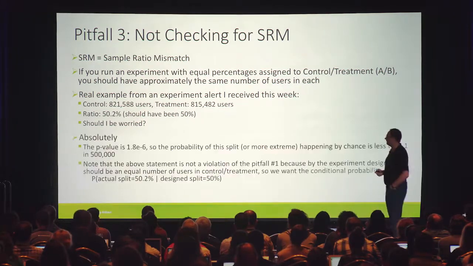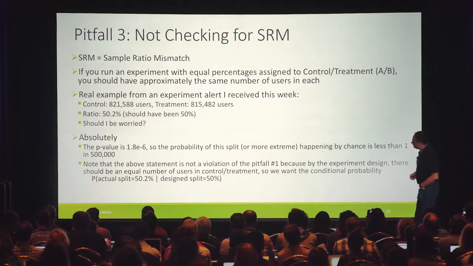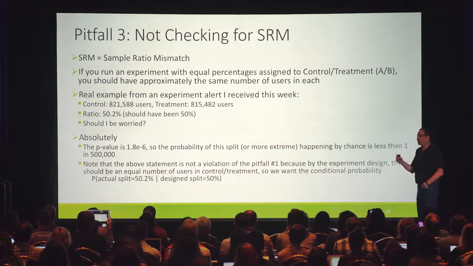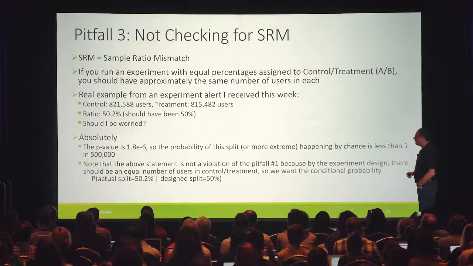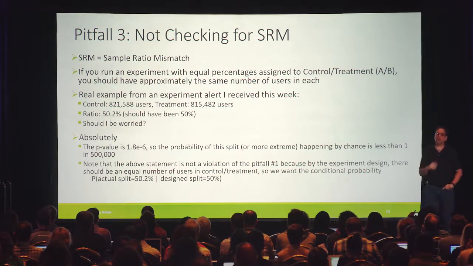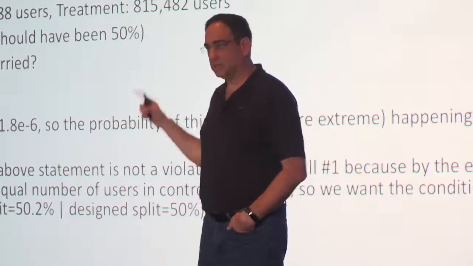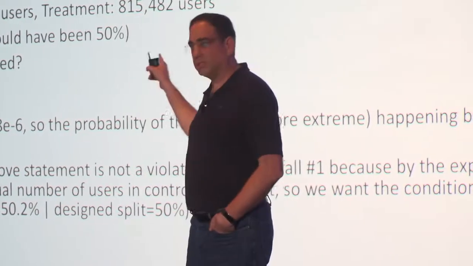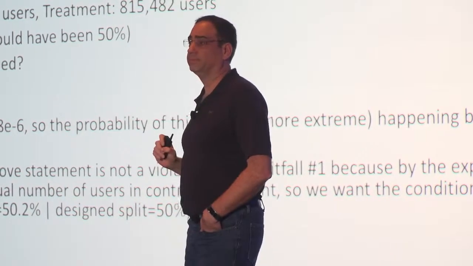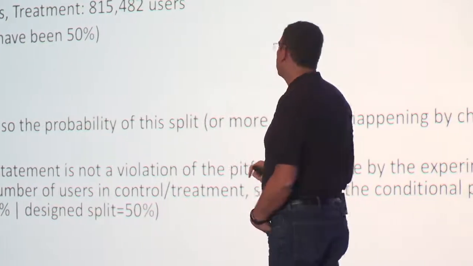Okay, what is the p-value of that? Almost 2e minus 6. So the probability that by chance I will get such an imbalance of 50.2% is 1 in 500,000. Because we don't run a lot of 500,000 experiments, this is an unbelievable thing. That means there is some flaw in the design of the experiment, or rather the execution of the experiment.